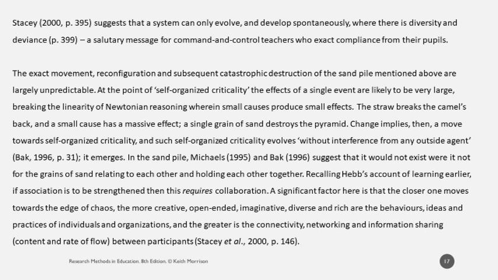Change implies, then, a move towards self-organized criticality, and such self-organized criticality evolves without interference from any outside agent. It emerges. In the sand pile, Michaels and Bach suggest that it would not exist were it not for the grains of sand relating to each other and holding each other together. Recalling Hebb's account of learning earlier, if association is to be strengthened, then this requires collaboration.